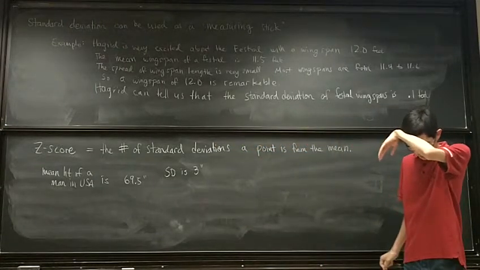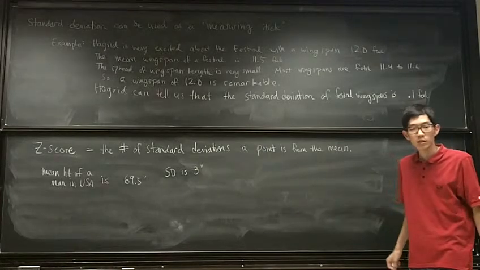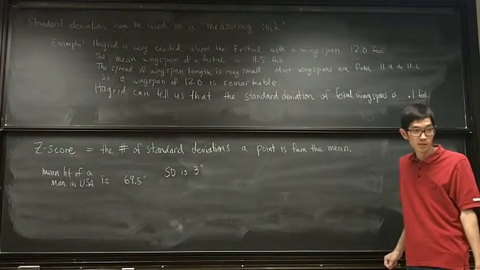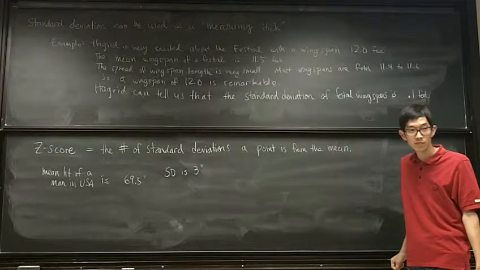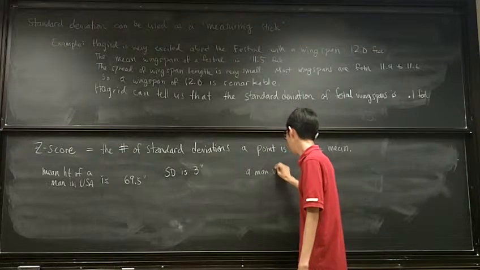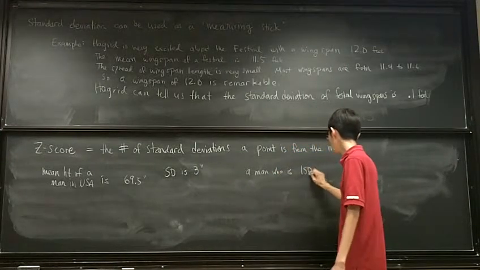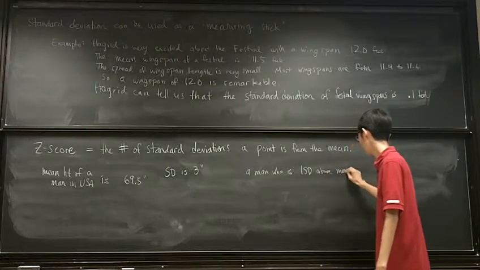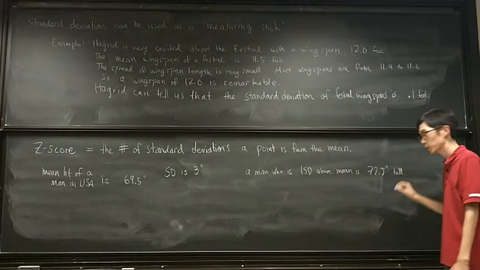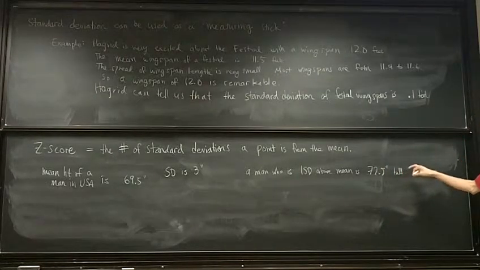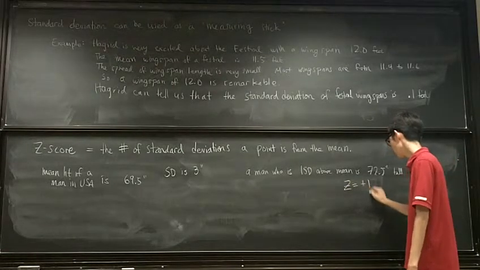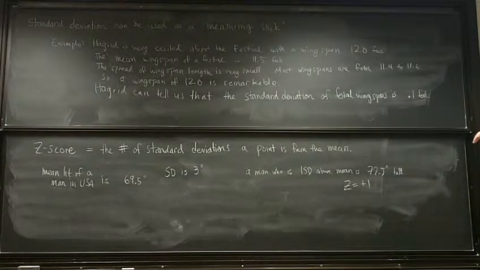So how tall is someone who is 1 standard deviation above the mean? 72.5. So a man who is 1 standard deviation above the mean is 72.5 inches tall. Does that make sense? And what would this person's z-score be? Positive 1. The z-score is +1. Does that make sense?